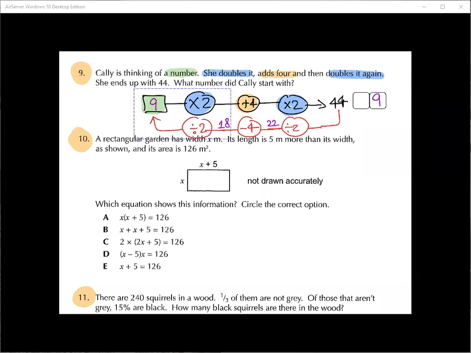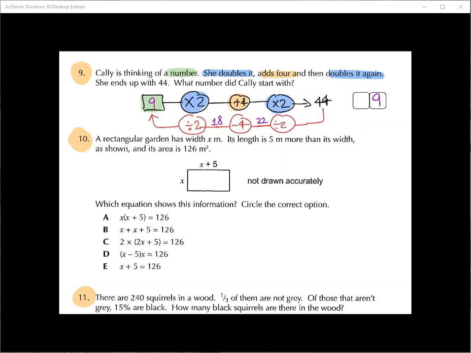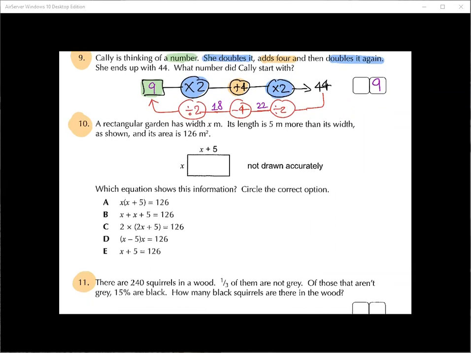Let's just make this a little bit smaller. Okay, that's better. Okay, question number 10. All right, thank you for that. Let's have Sarah, please. A rectangular garden has width x meters. Its length is 5 meters more than its width, as shown, and its area is 126 meters squared.